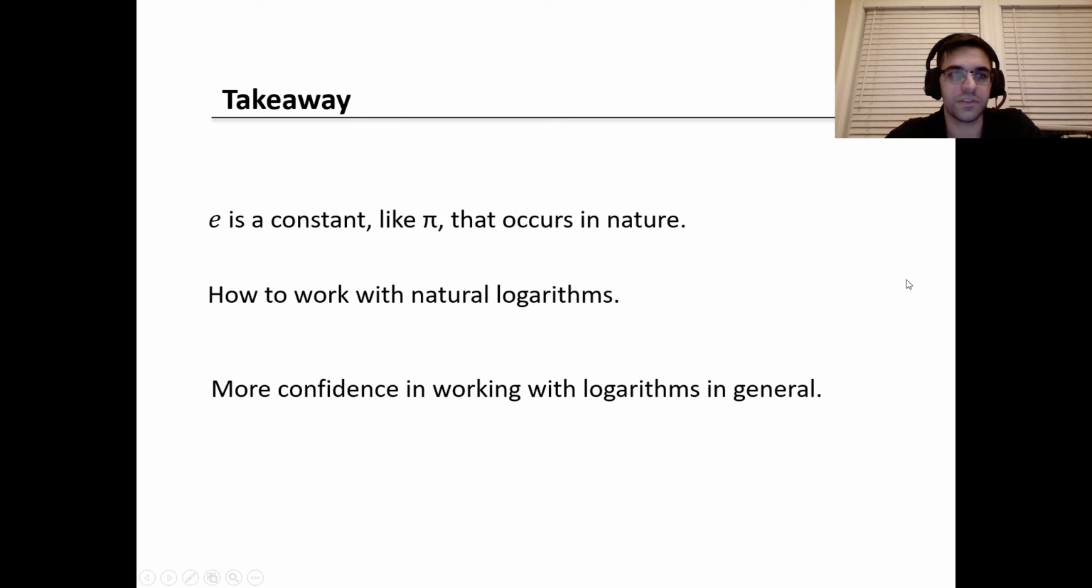Okay, takeaways. So e is just a constant, just like pi, and it occurs in nature. And if I have a log with a base e, we call it a natural log. And hopefully after these examples and the homework assignment, you have a little more confidence with working with logarithms.